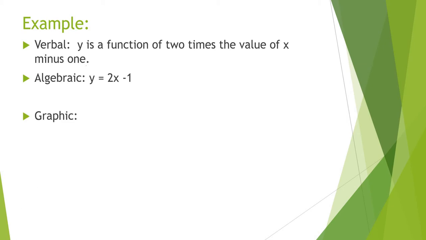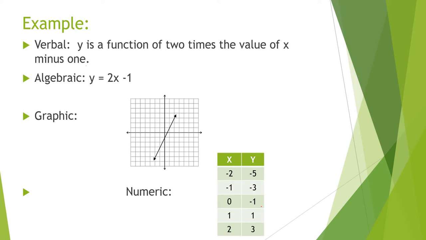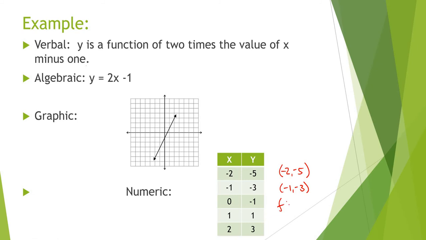The next means would be by a graphical. So here's a graph, and there's the graph of 2x minus 1. And the last would be numeric, and in this case I chose to do it with a table of values. You could also do it with some ordered pairs, whatever way you would like. You could even say f of 0 equals negative 1. So different ways to show it numerically.